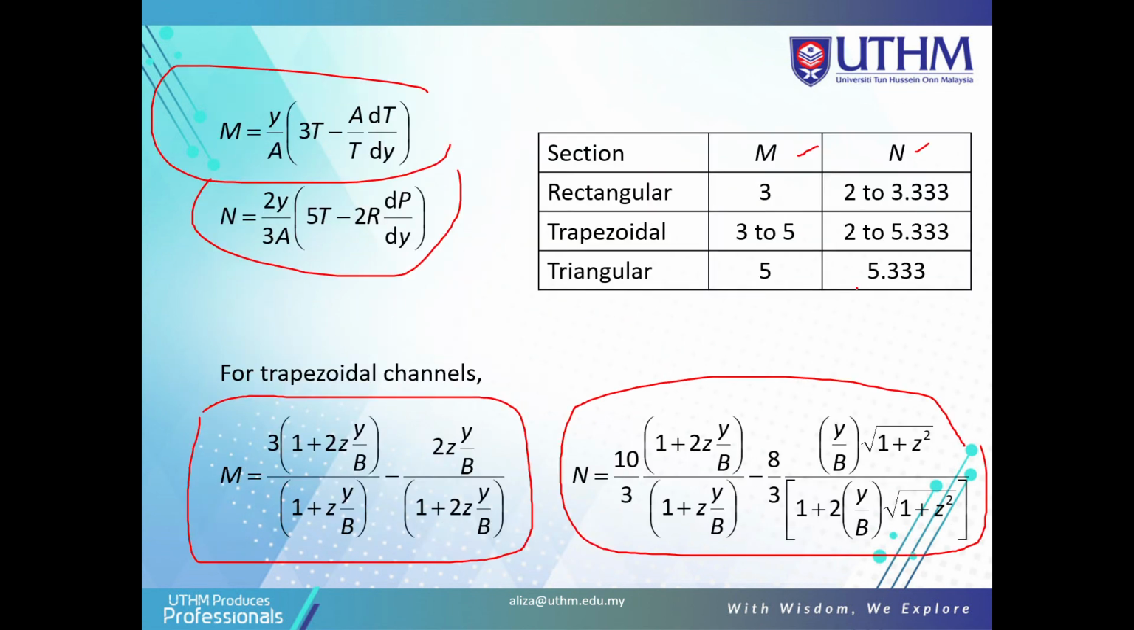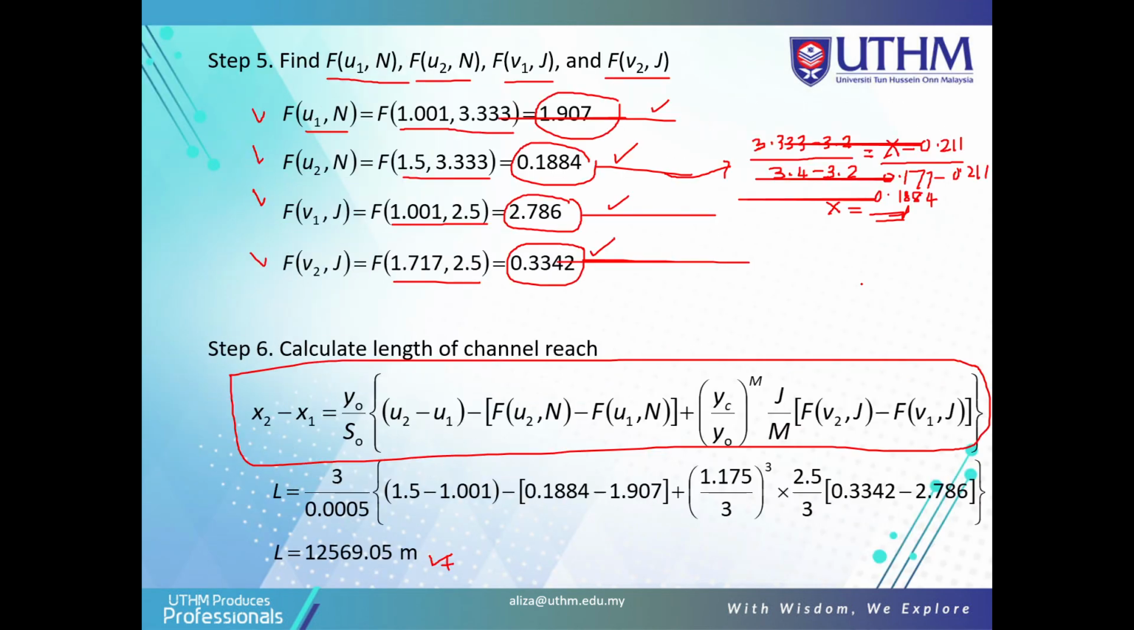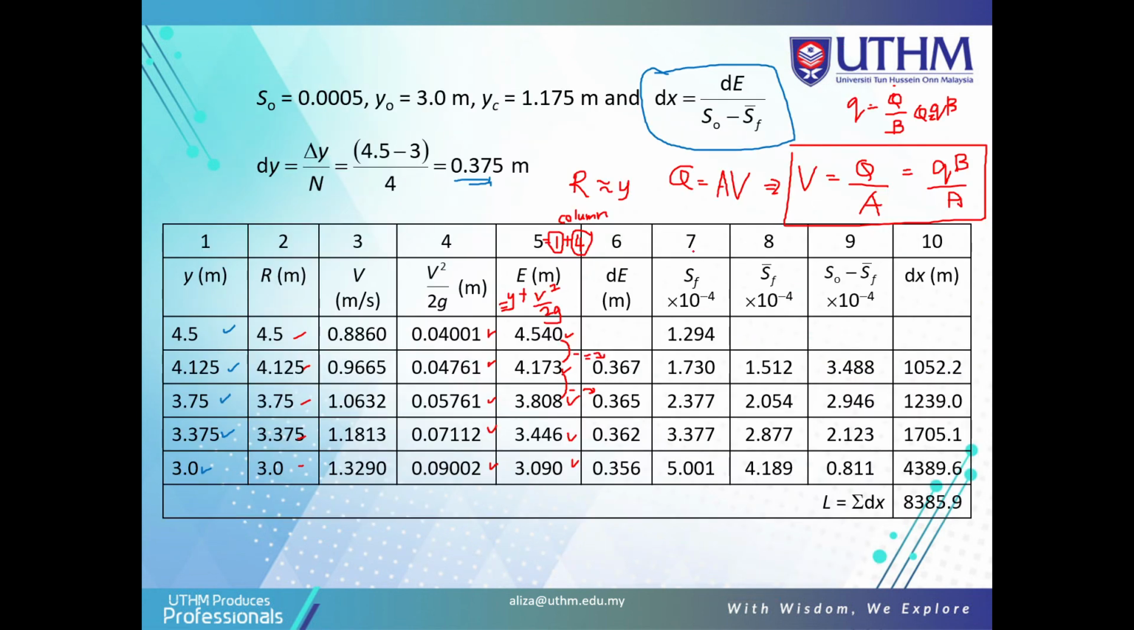So in column 7 here, use the formula from the previous slide. Then you must find the value SF, and then you must take the average to get column 8. So based on our average here, 1.294 plus this one divide by 2, so you get this value. This one plus this one divide by 2, you get this value.